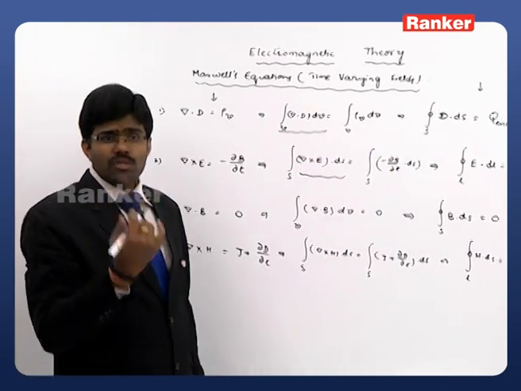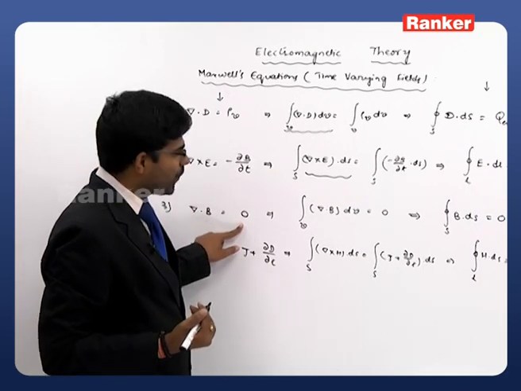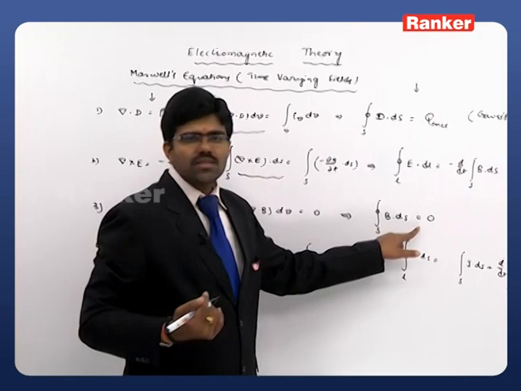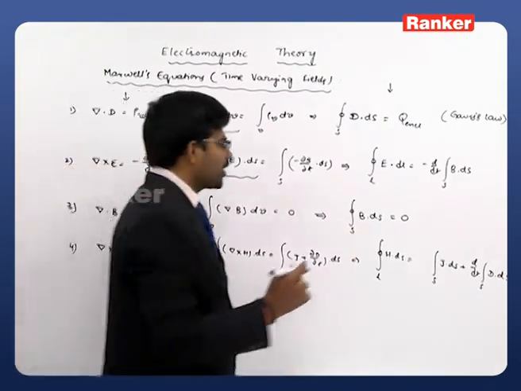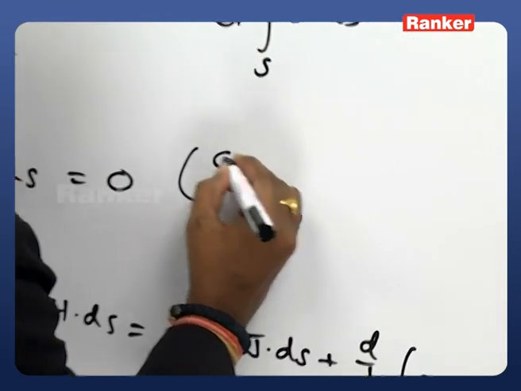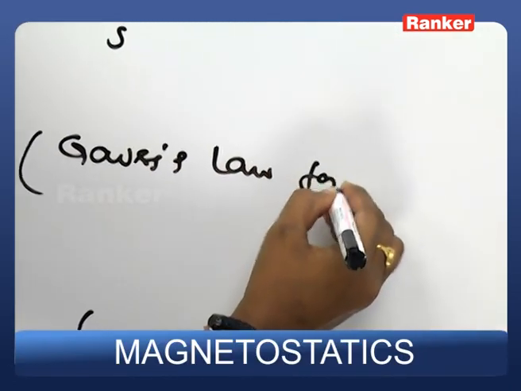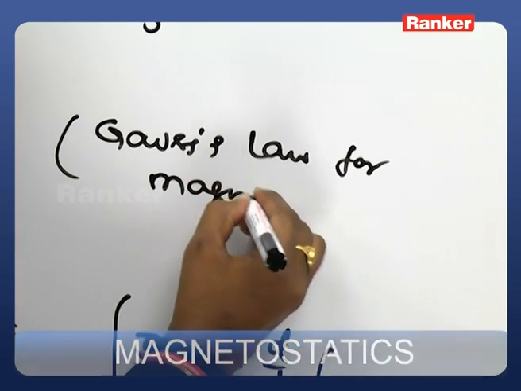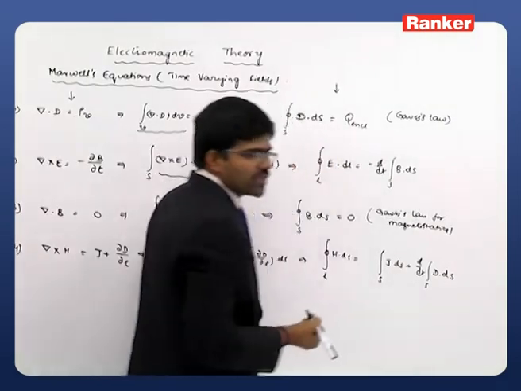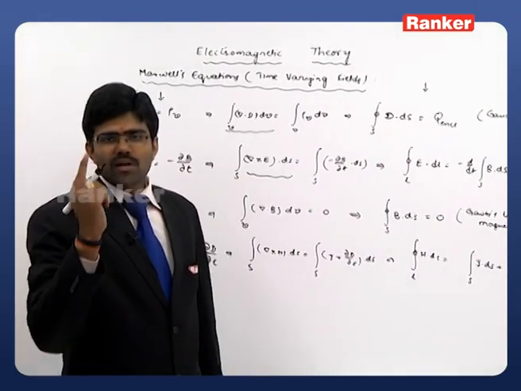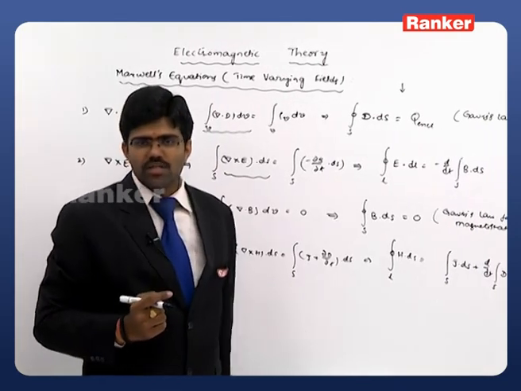And a similar equation that we have is del dot B is equal to 0 in its differential form, and the surface integral of B dot dS is equal to 0. This is also called Gauss law, but it is for magnetostatics. So remember this equation as Gauss law for magnetostatics. So here we have two Gauss laws. One is for electrostatics, another one is for magnetostatics.